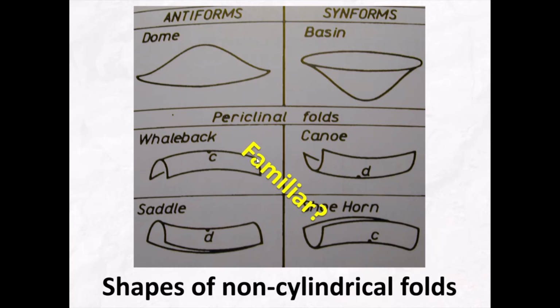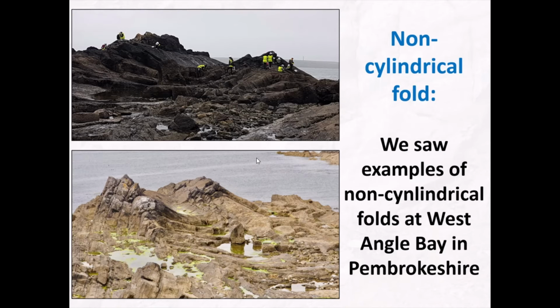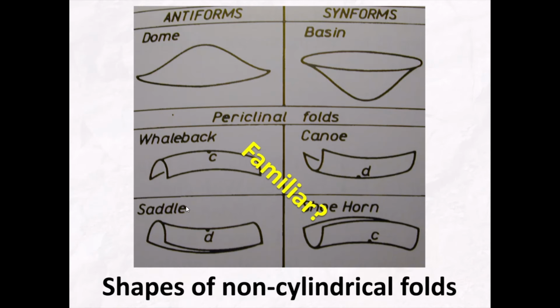Okay, this might be familiar sounding. I think you might have seen some of these in the field before. Can you think of potentially a folded sequence of rocks that we've had non-cylindrical folds in, even if you didn't realize it at the time? Well, hopefully you remember that you went to West Angle Bay in Pembrokeshire, where we saw fantastic examples of non-cylindrical folds. You remember that even in the synform part of the fold, it looked like there was a big puddle in the middle, and that's because that fold was plunging at either end of it into the center of the fold. So we were dealing with a canoe-shaped synform.